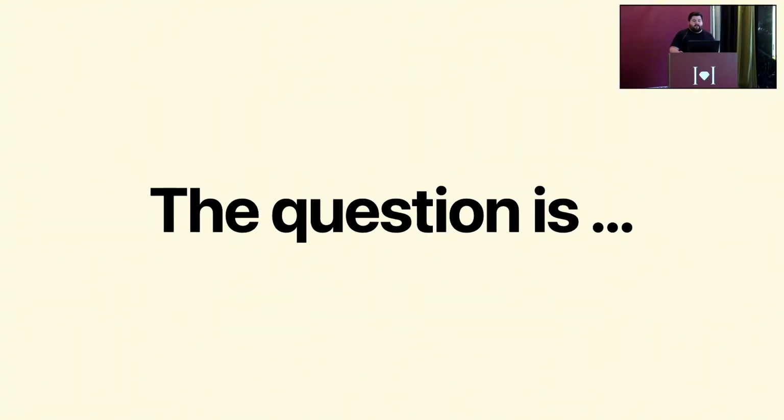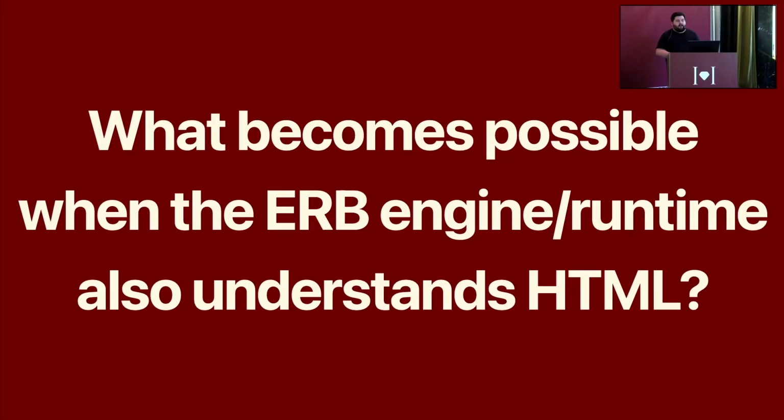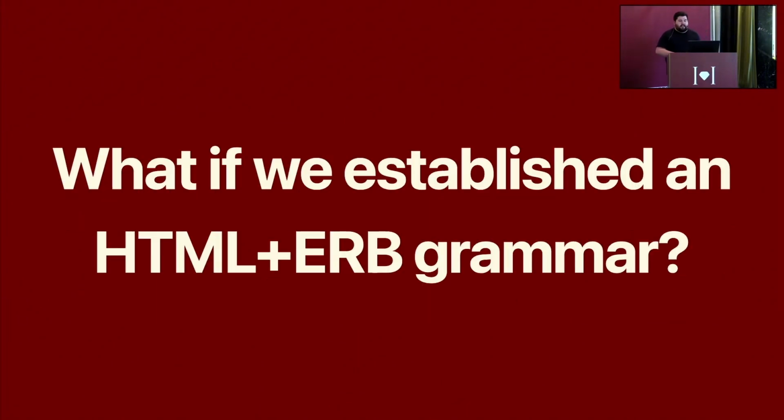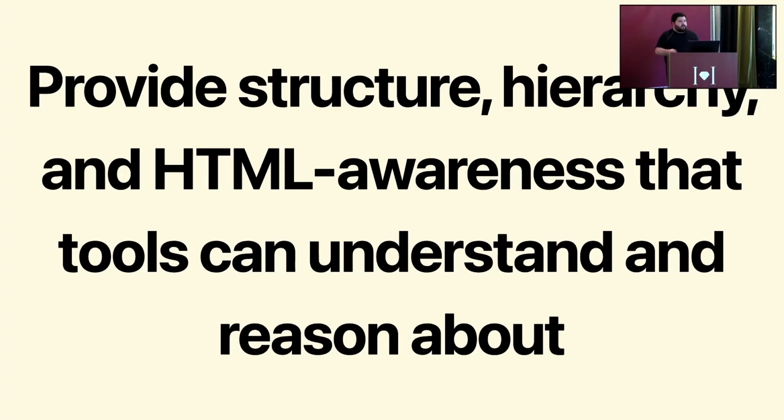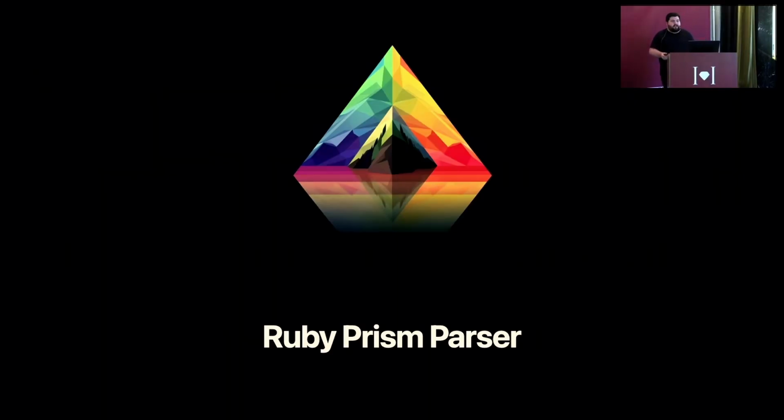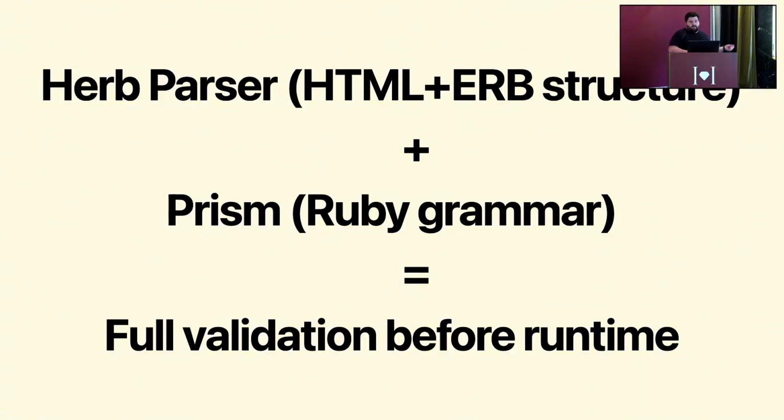So I asked the question, what would become possible if the ERB engine itself that's rendering our templates would also understand the HTML around it? And what if we established a grammar of what it means to formally have HTML ERB in one file? So a formal syntax defines what's valid and what's invalid. That can provide structure, hierarchy, this HTML awareness that these tools can understand and reason about. And thanks to the Prism parser, we can now also understand the Ruby part in these templates. So if you combine the Herb parser with the Prism parser, you pretty much get a full validation before you even try to run your code.